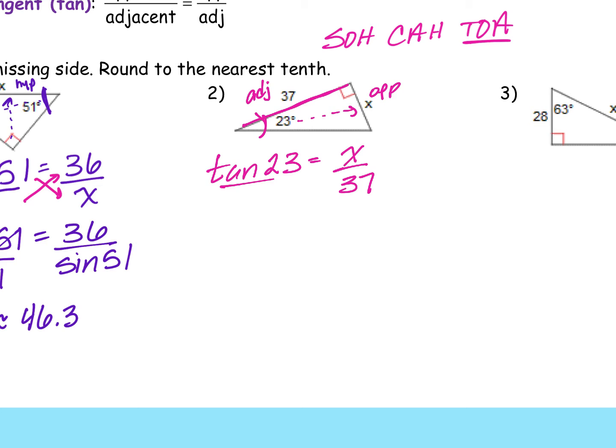Okay, again, I make a fraction, cross multiply, and I get x is going to equal 37 tangent of 23 this time. So now I'm just going to put this inside my calculator, 37 tangent of 23. And that's going to be approximately 15.7. Questions so far? Are we okay?